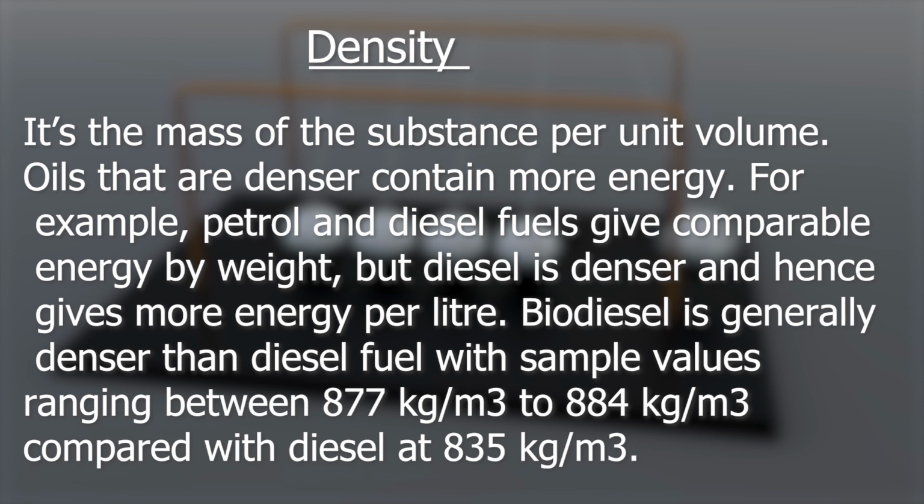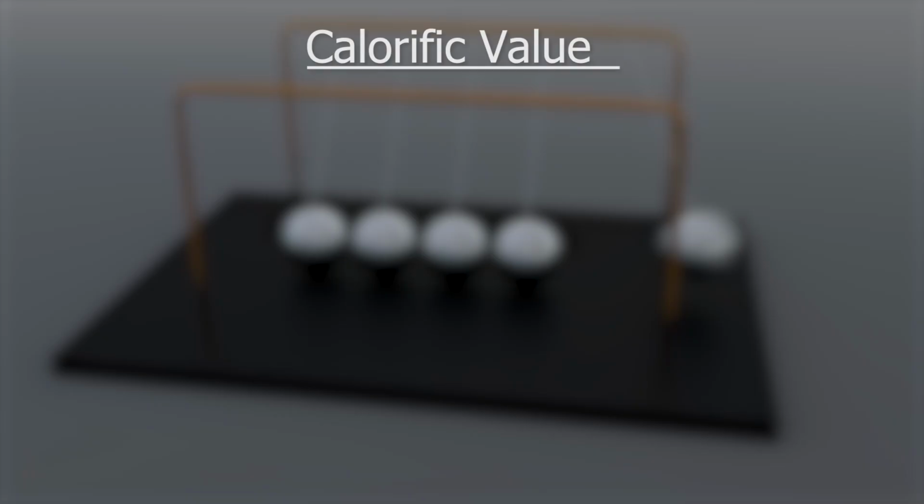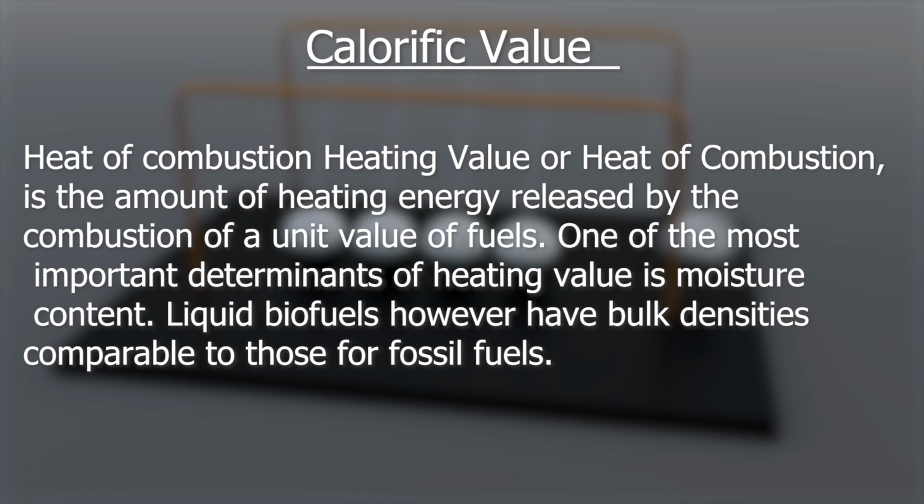Biodiesel sample values range between 877 kg per meter cube and 884 kg per meter cube, compared with diesel at 835 kg per meter cube. Thus, the density of the final product depends mostly on the feedstock used. The next property is calorific value. Heating value, or heat of combustion, is the amount of heating energy released by the combustion of a unit value of fuel. One of the most important determinants of heating value is moisture content. Liquid biofuels, however, have bulk densities comparable to those for fossil fuels.